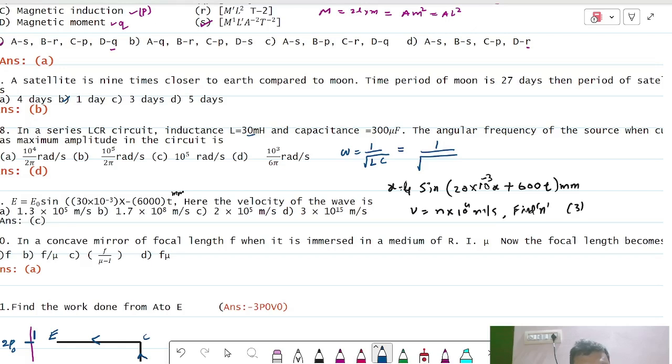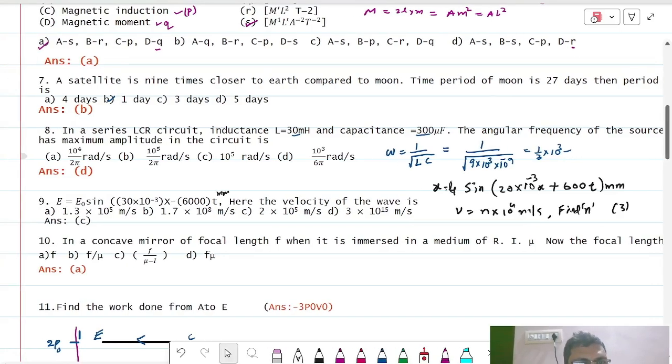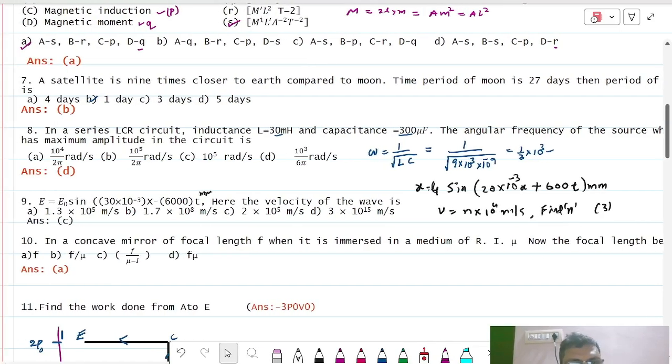L C value is 30 into 300. This is milli and micro, so 10 power minus 9 will come. So that equals 9000, 9 into 10 cube into 10 power minus 9. So that equals 1 by 3 into 10 power 3 will come, but the answer is not there. So I think the formula is wrong. Okay. Yes, the ninth one we'll see.